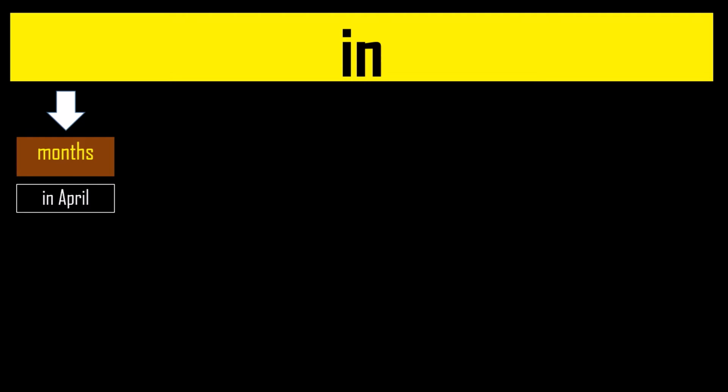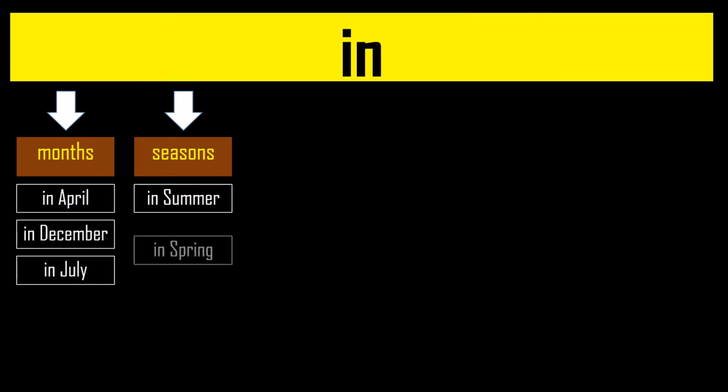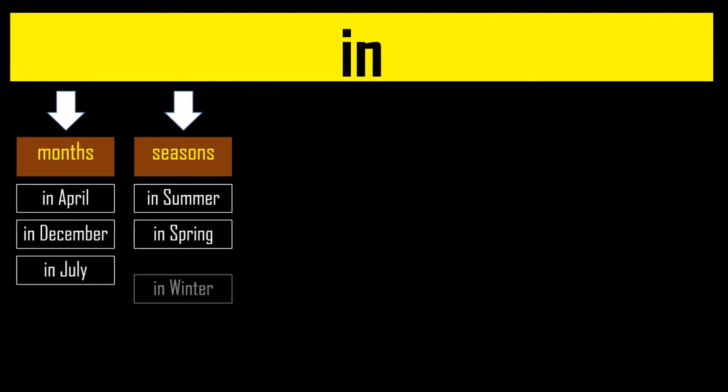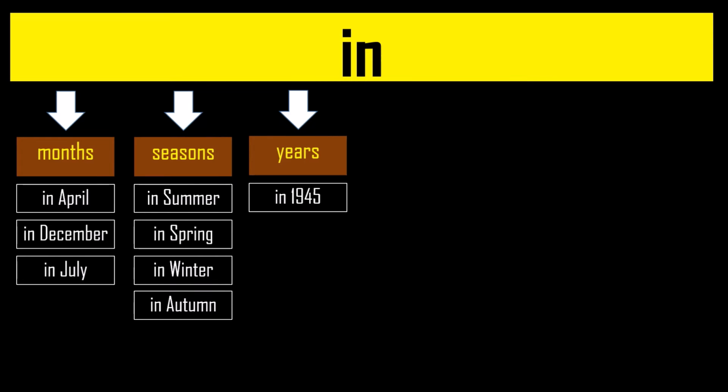The preposition "in" is used to show months. In April, in December, in July. To show seasons: in summer, in spring, in winter, in autumn. To show years: in 1945, in 1990, in 2020.